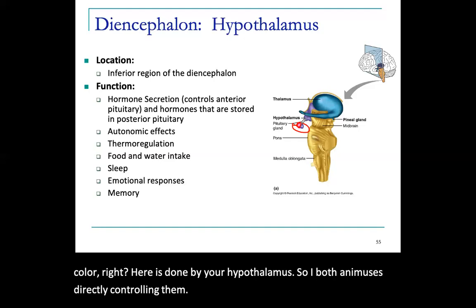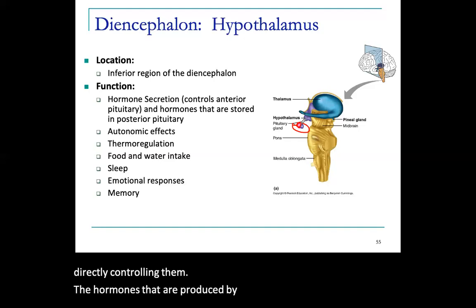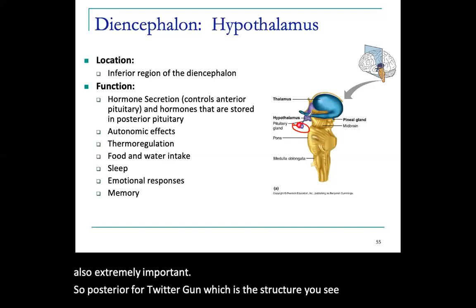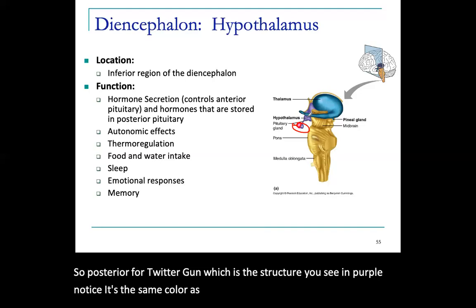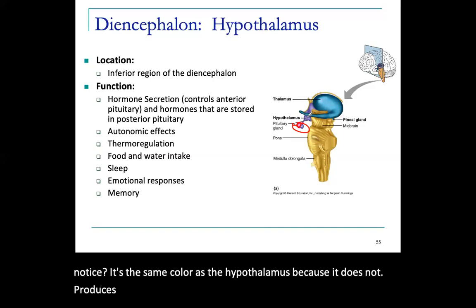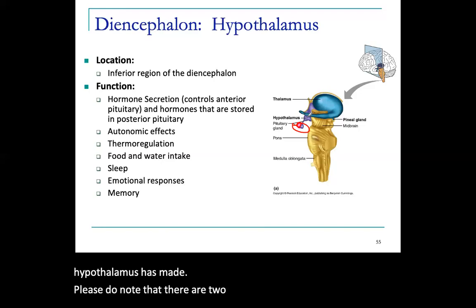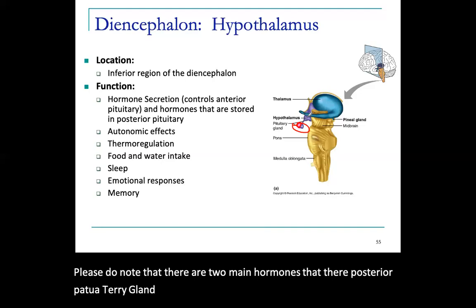The hormones that are produced by the hypothalamus itself and then get stored in the posterior pituitary gland for later use are also extremely important. So the posterior pituitary gland, which is the structure you see in purple, notice it's the same color as the hypothalamus because it does not produce its hormones. All it's doing is storing the hormones that the hypothalamus has made. Please do note that there are two main hormones that the posterior pituitary gland stores for your hypothalamus.